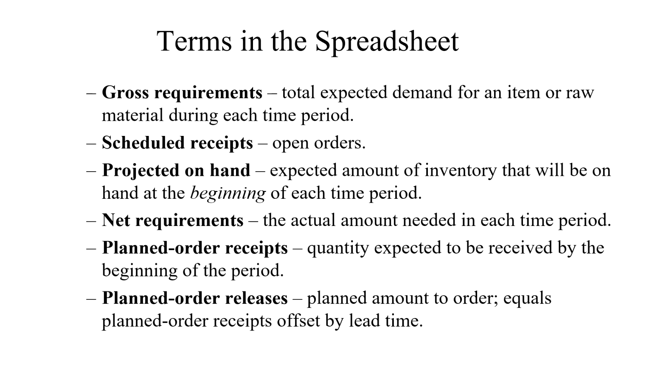Gross requirements are the total expected demand for an item during a time period. Scheduled receipts, open orders that are expected to arrive. Projected on hand are inventory expected to be available at the beginning of the period. Net requirements are the actual amount needed after accounting for inventory and scheduled receipts.